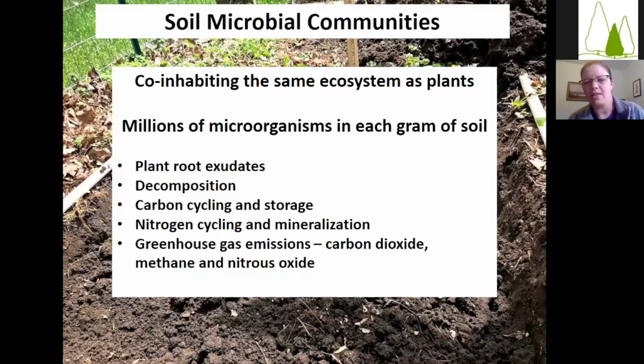And all of this leads to this potential for soil microorganisms to either produce or consume a bunch of different greenhouse gases. So carbon dioxide, methane, and nitrous oxide are all important greenhouse gases that are produced through microbial processes, but also can be consumed through microbial processes depending on which particular microorganisms are present.